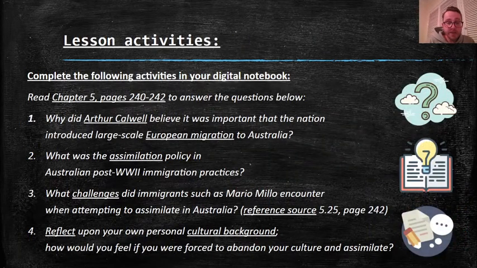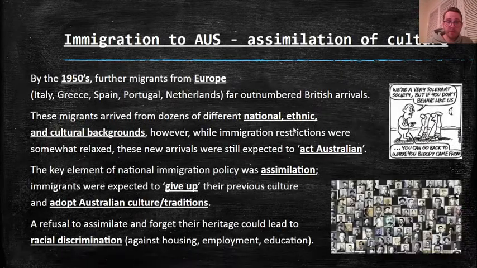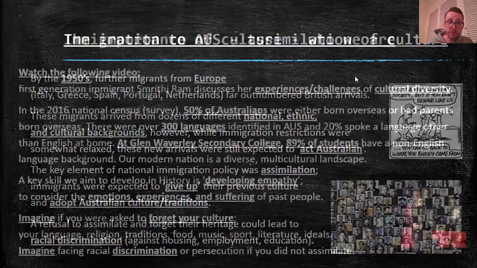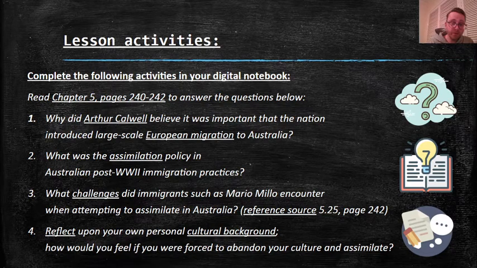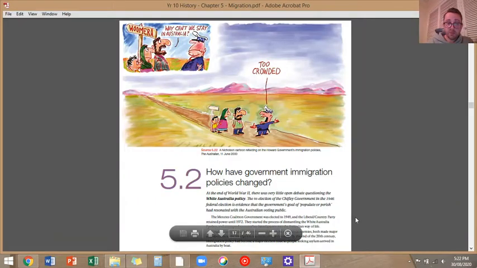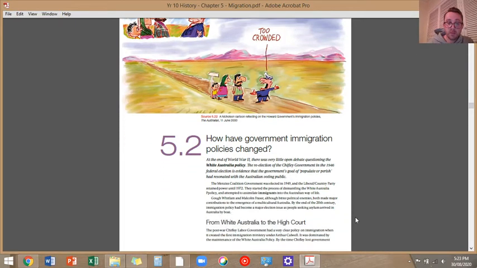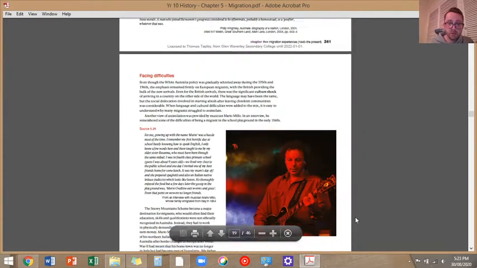Cool. So lesson activities for today are kind of connecting this stuff about, I guess, culture and about your personal experiences with culture and the past. So assimilation of culture in the 1950s. Read through chapter 5, pages 240 to 242 to answer the questions below. So we're looking at chapter 5.2. You want pages 240, 241, 242.